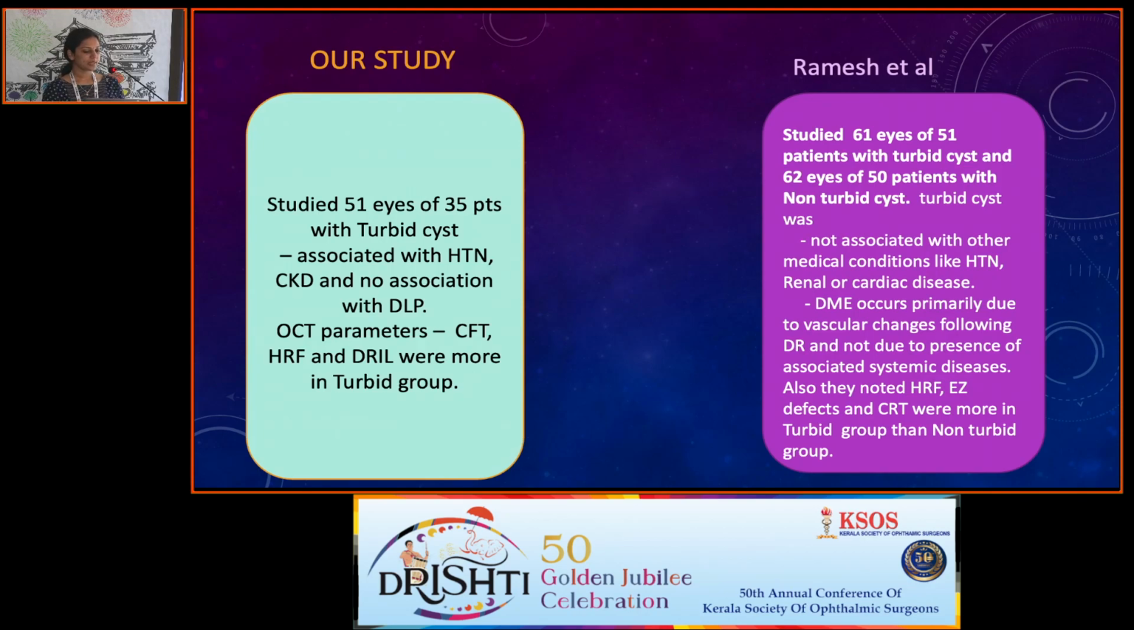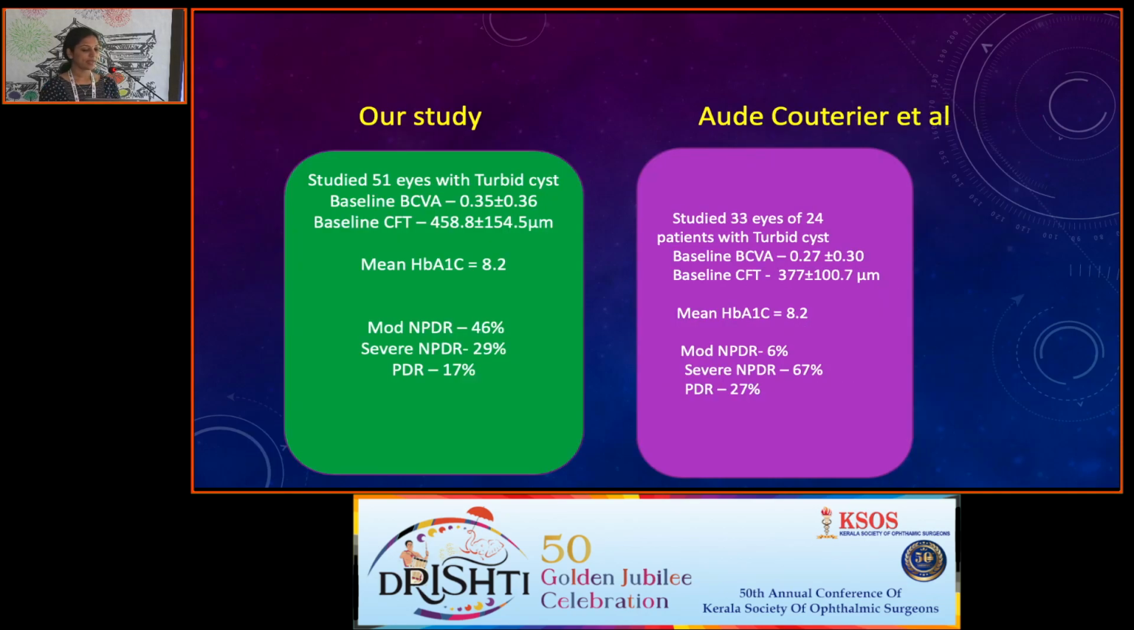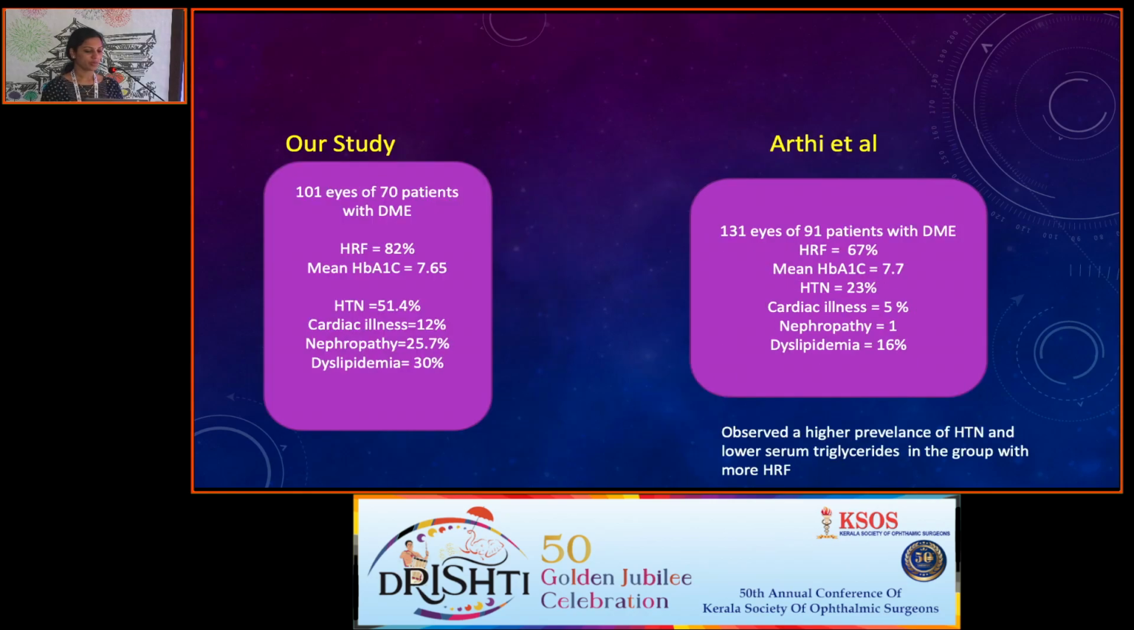And a similar study conducted by Ramesh et al., they also noted these OCT parameters were more in turbid cyst group, and they found no association of systemic conditions like hypertension, renal, or cardiac disease. And study by Haute-Couture et al., they noted severe NPDR is the most common form, and we found moderate NPDR is the most common retinopathy noted. And study conducted by Aarti et al., they studied 131 eyes of 91 patients with DME and observed higher prevalence of hypertension and lower serum triglycerides in group with more hyperreflective foci.